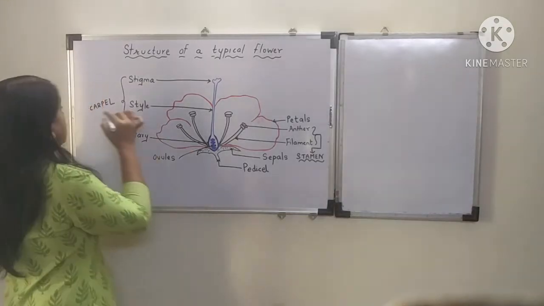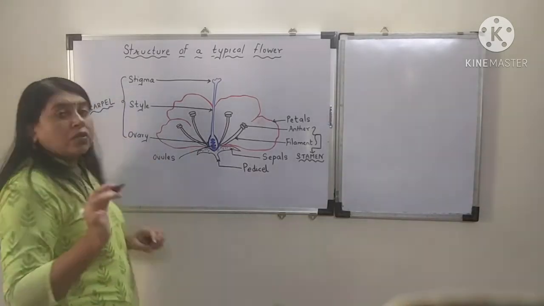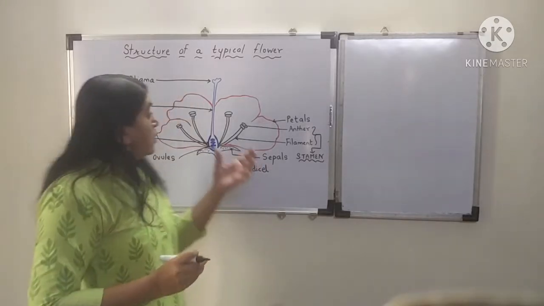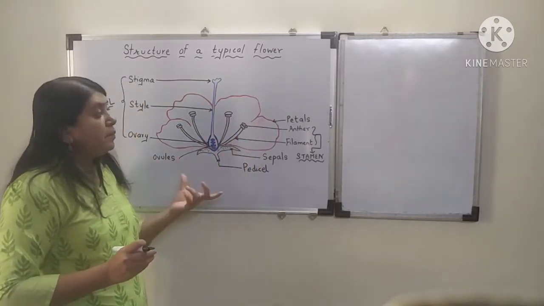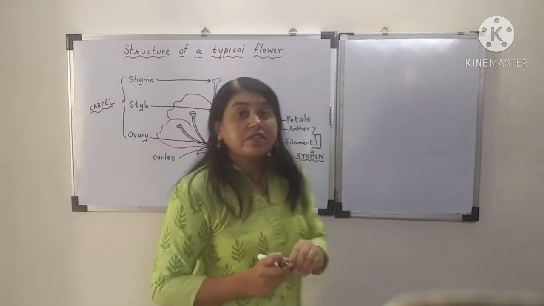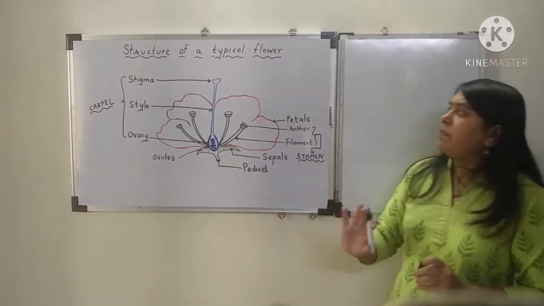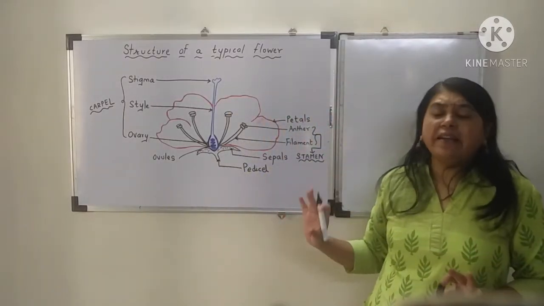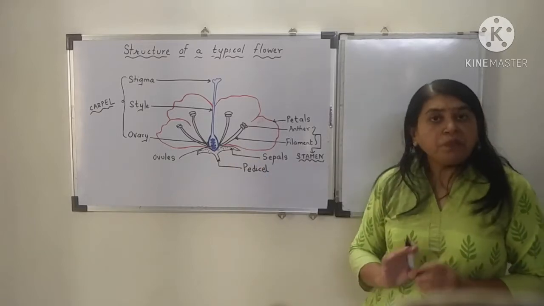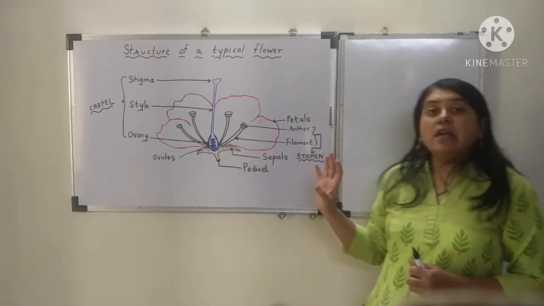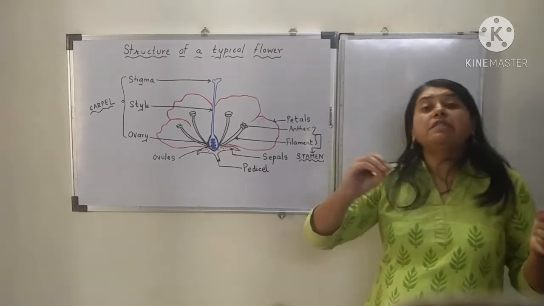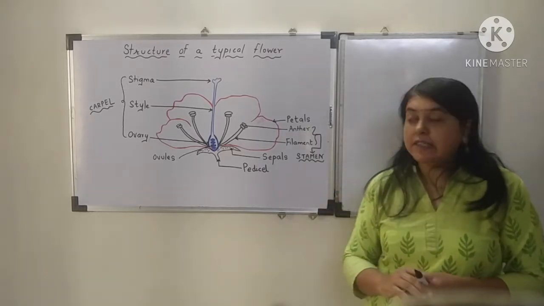Carpel. Alright. Now, this is the complete labeling of the flower, which is a typical flower. So, a simple and easy diagram of a flower you can draw. Okay. Now let us understand the various parts of the flower in detail.